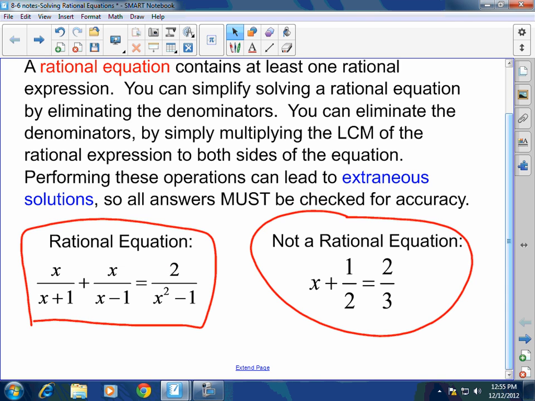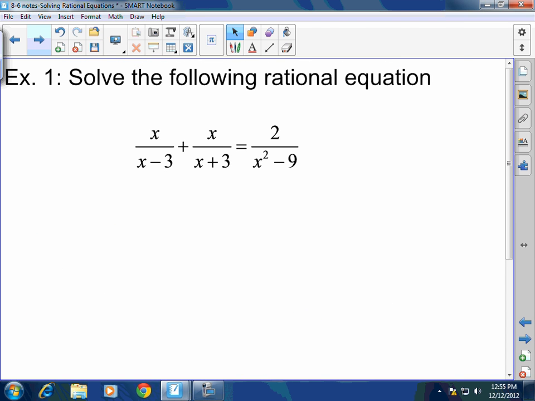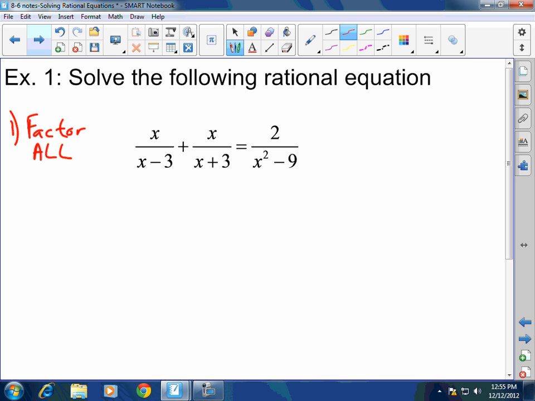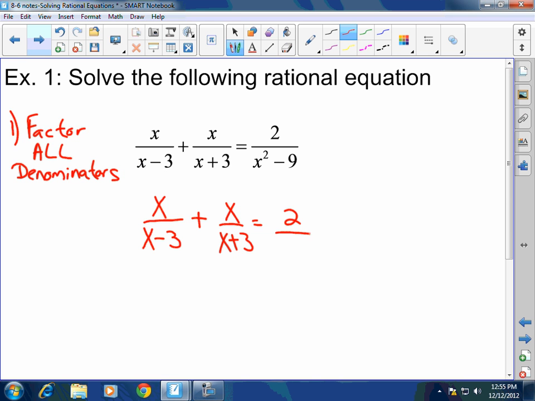For example, x over x minus 3 plus x over x plus 3 equals 2 over x squared minus 9. First thing you're going to do here always, guys, is factor all denominators. If possible, of course. But all of them. So you can't do much with this. Can't do much with that. But you can factor this to be x plus 3, x minus 3. All right, that should be pretty simple for everyone.